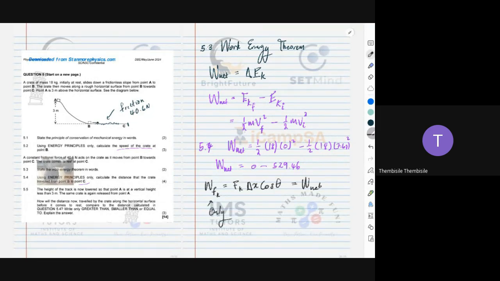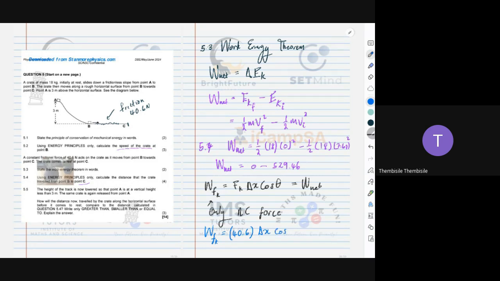This is the only non-conservative force. Right? Hence, we have that. So we already have our friction. So we can say the work done by frictional force is equal to 40.6 times the displacement, which is what we are looking for. The distance traveled from B to C. This is what we're looking for.